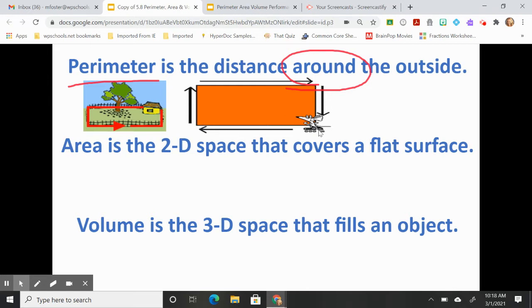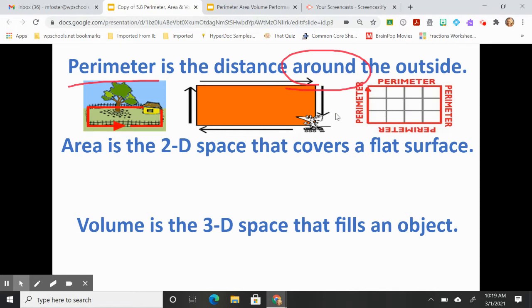Same thing here. If this little mouse roller skated all the way around this rectangle, that would be an example of perimeter. And this is probably how you are familiar with perimeter from like 3rd and 4th grade. So you would count the boxes that are around this shape. Typically you would count 1, 2, 3, 4, 5, 6, 7, 8, 9, 10, 11, 12, 13, 14. So that would have a perimeter of 14 units.